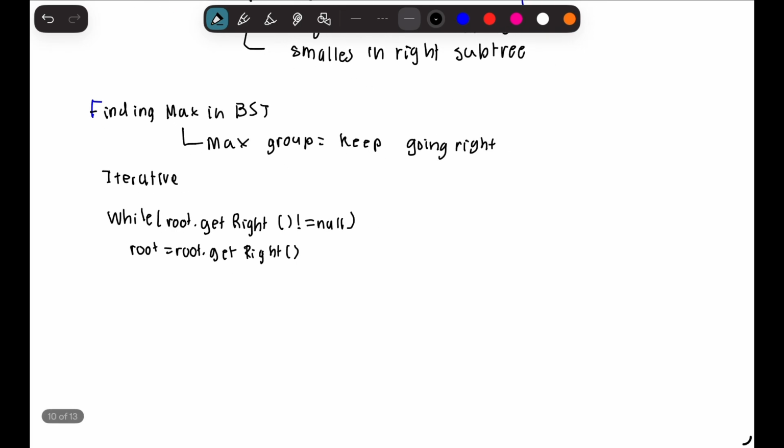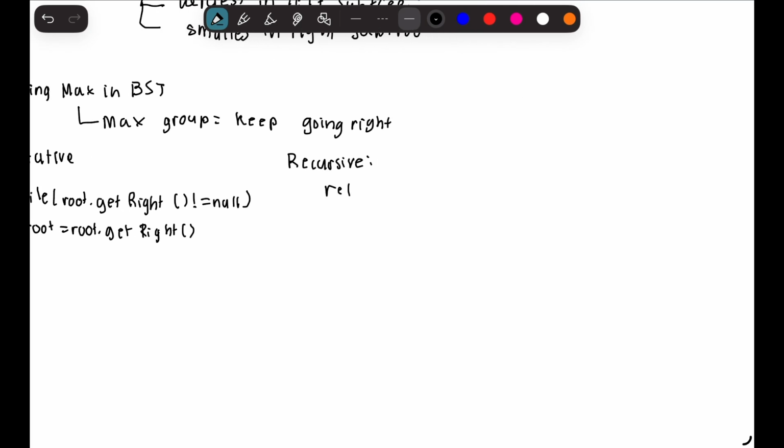You can also have a recursive solution, and that's going to look like this. You would have return max of root.getRight.